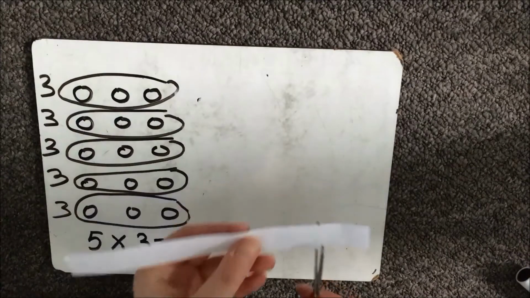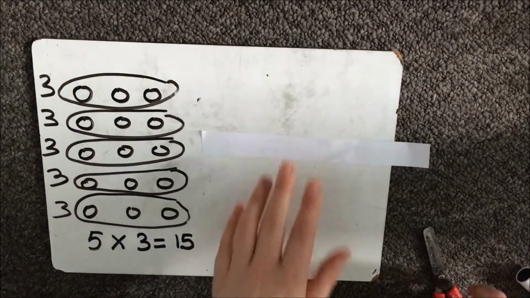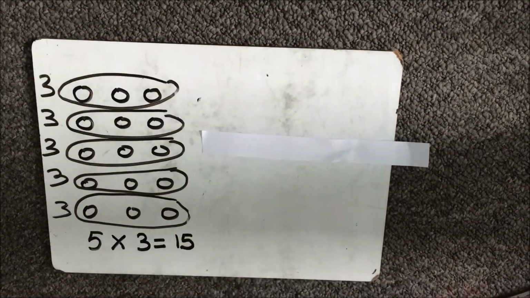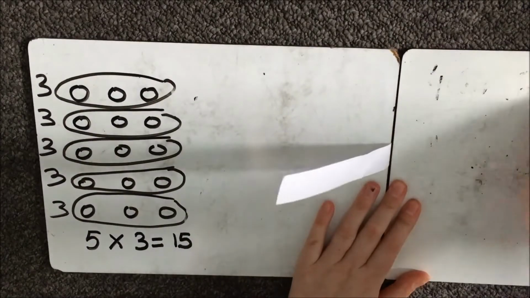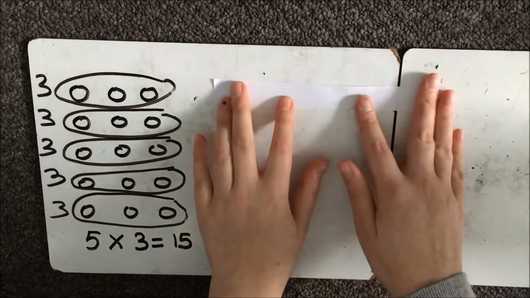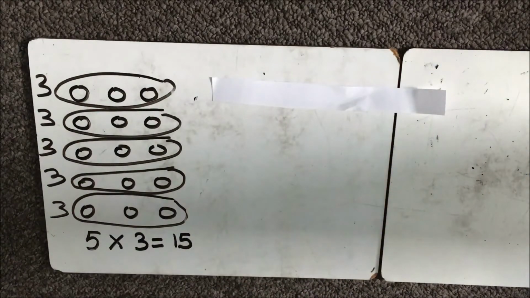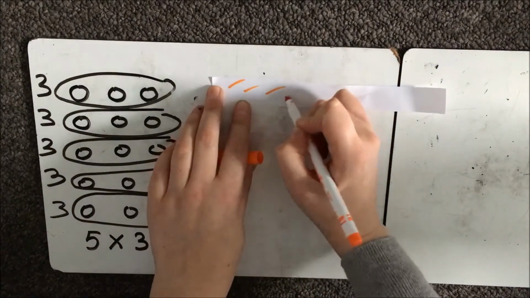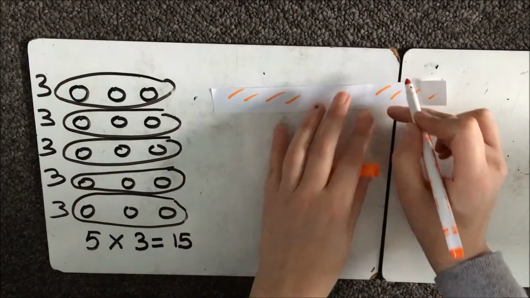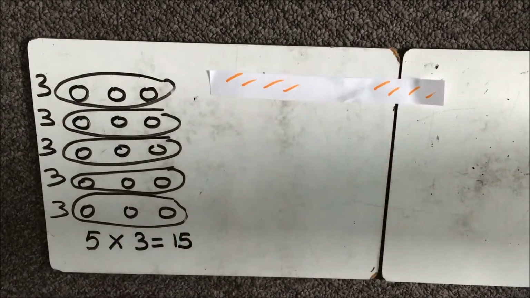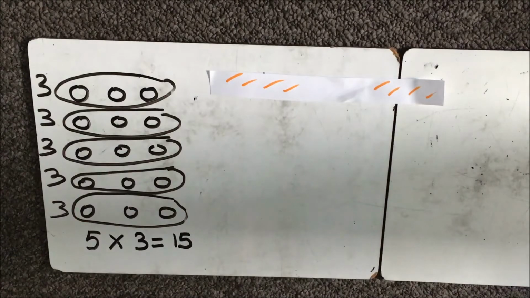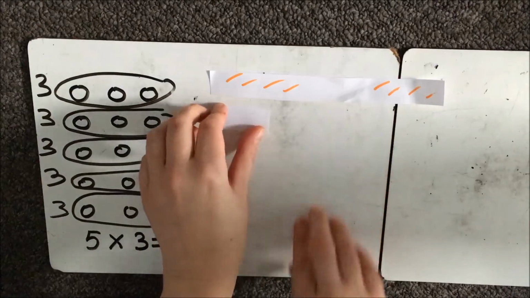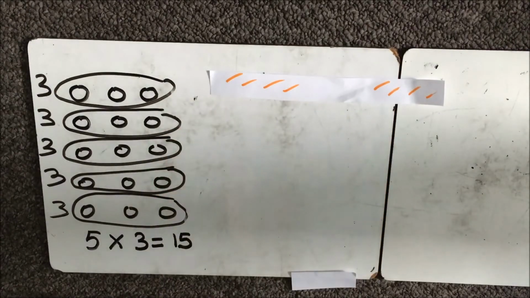So this is my how many there are all together. I'm just going to put that here. So this is my total, how many there are all together. I'm going to do that in orange. And I've got 1, 2, 3, 4, 5 rows, so I've got 5 parts. One, 2. Oh, these need to be a bit smaller because they all have to be the same size.